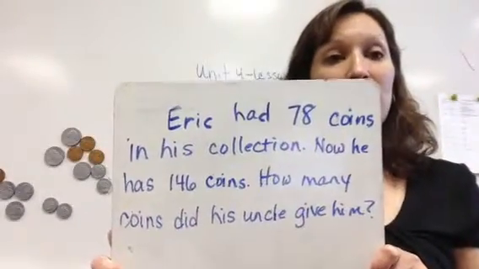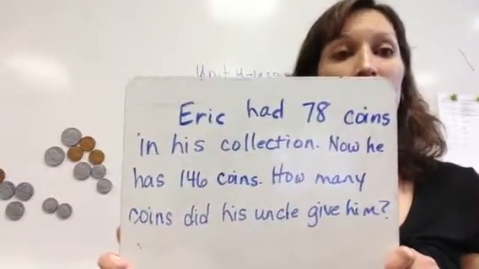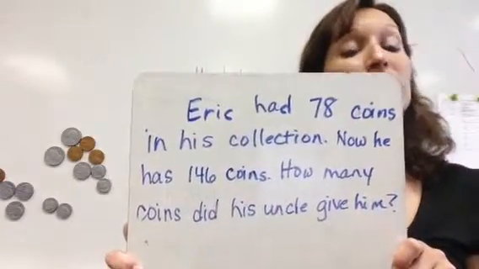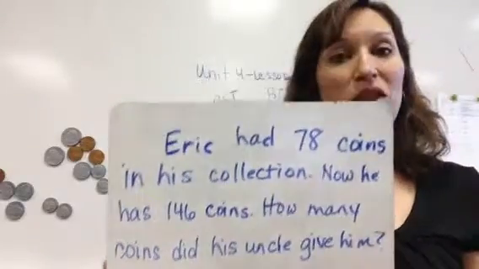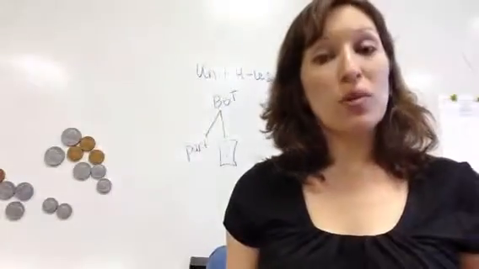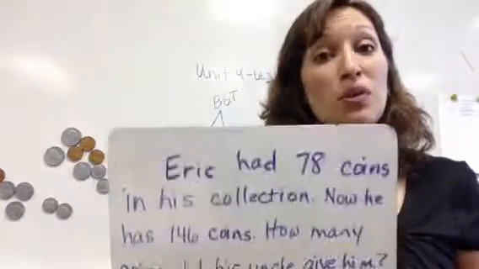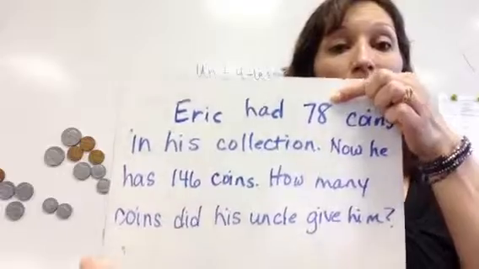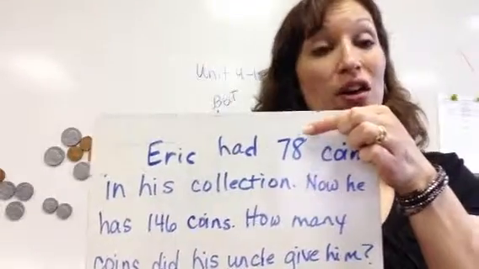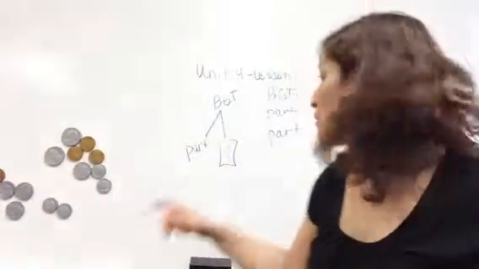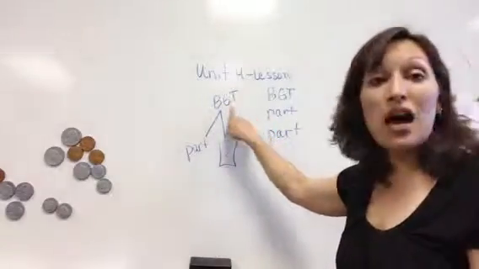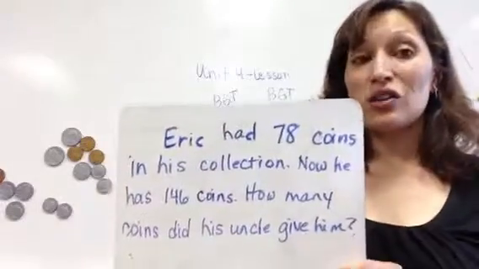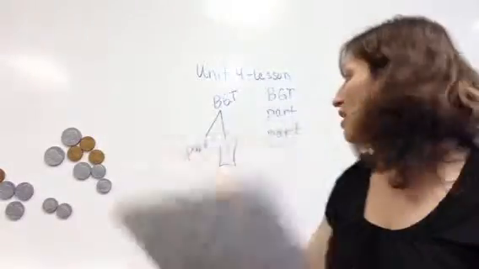All right, it says Eric has 78 coins in his collection. Now he has 146 coins. How many coins did his uncle give him? So something happened in this story to the number of coins that he had. The number that it gave us at the beginning, 78, is not our total. It's not our end number. So if I look up here and I think about my total, I know that is not 78. That's not what that number is. So that tells me that the 78 must be a part.